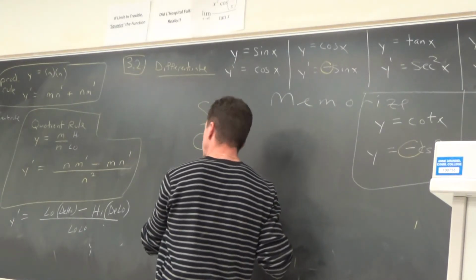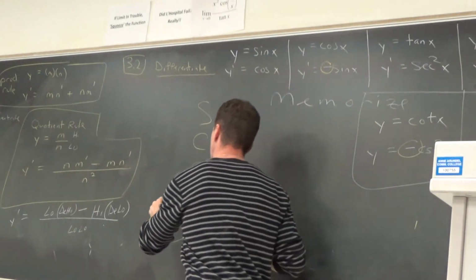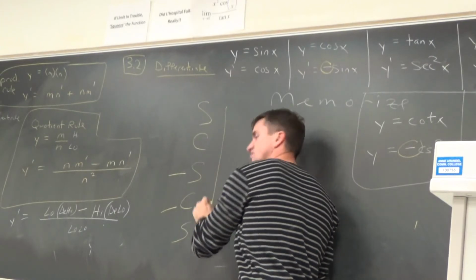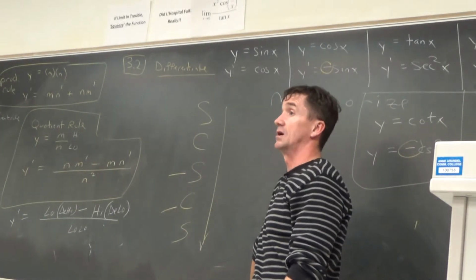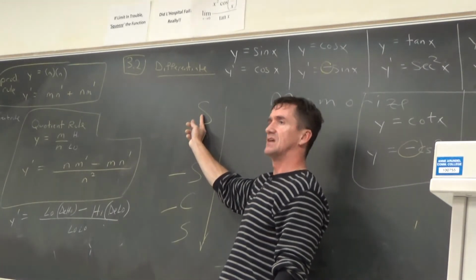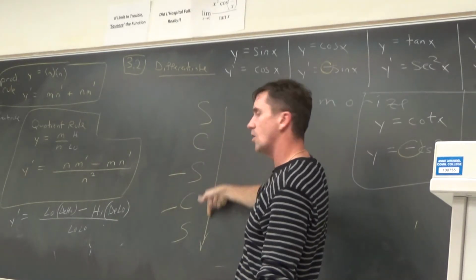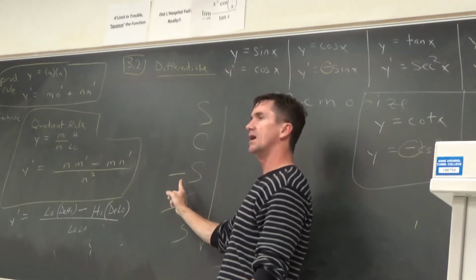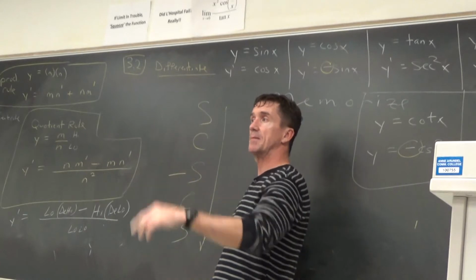Students write this on my tests all the time, so I'm absolutely positive that this is helpful. What is SCSC? You know what it is? S stands for sine of x. C stands for cosine of x. I put a down arrow, meaning differentiate. Okay. I put negatives only on the third and the fourth. So you'd have to memorize that.